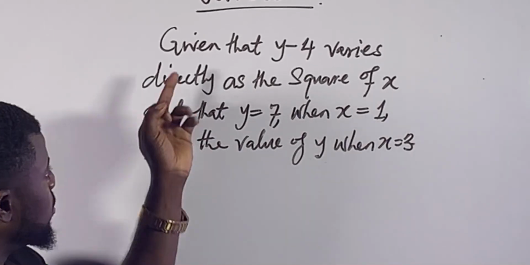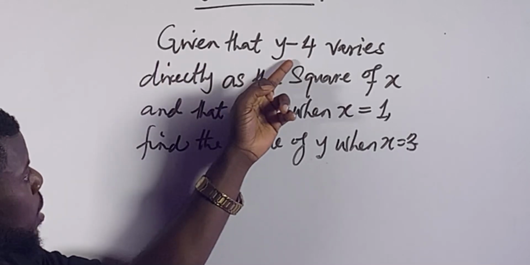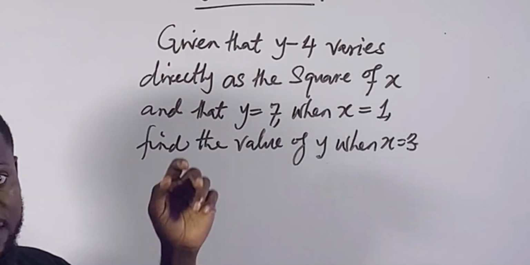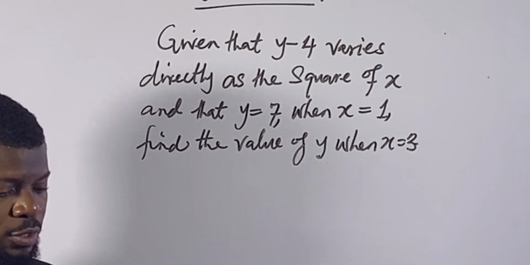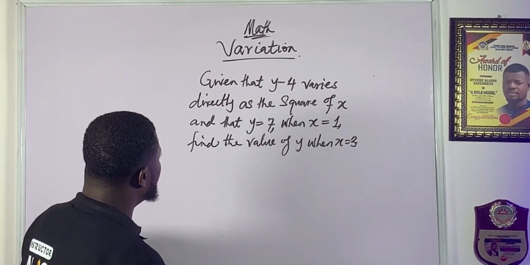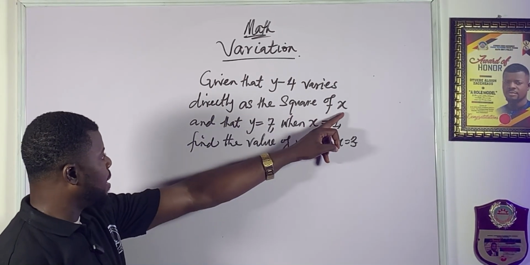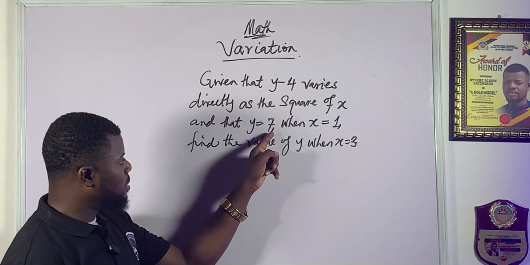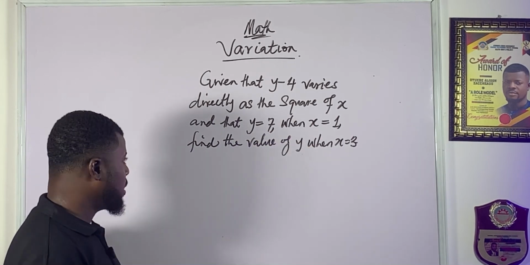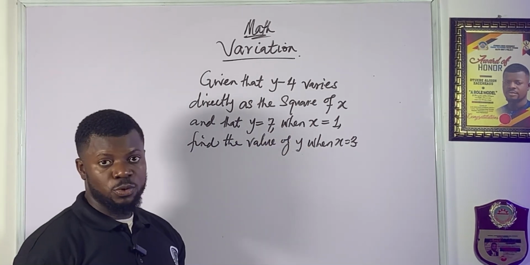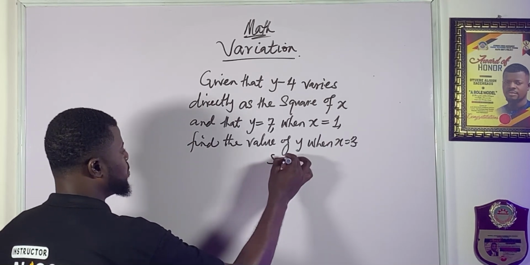So you look at this question, the question says, given that y minus 4 varies directly, that's showing that it is direct variation. So how do we work on this problem? It's quite very simple. As the square of x, and that y is equal to 7 when x is equal to 1. Find the value of y when x is equal to 3. So let's look at the solution to this problem quickly.